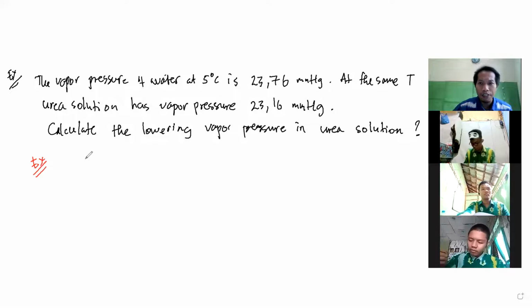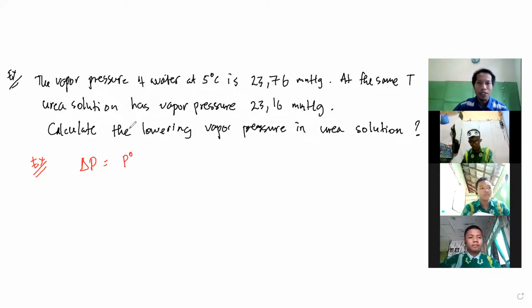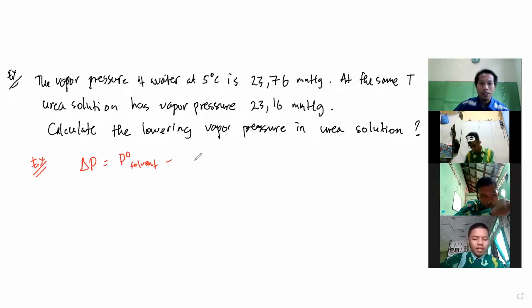The question is the lowering of vapor pressure, delta P. You're going to put the basic formula of delta P. Delta P is the lowering of the solution's vapor pressure when you compare it with the pure solvent. So, sorry, it is P0 solvent minus P solution, isn't it?